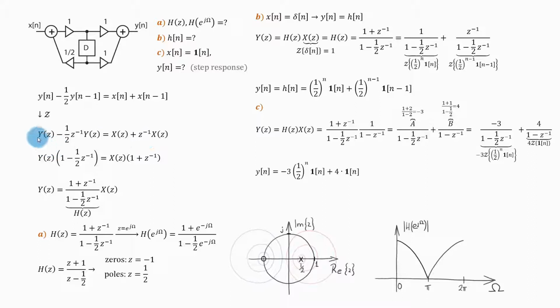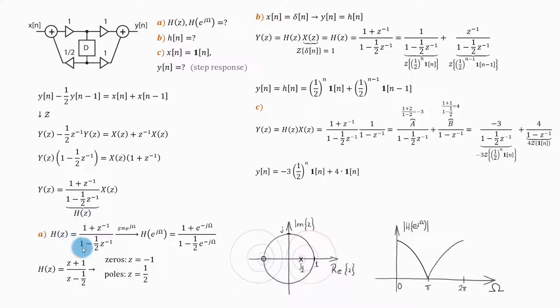Now on the left hand side I will extract Y of z, and on the right hand side I will extract X of z. That will give me this. Here I will divide by this polynomial, which will give me this. And here I have that the Z image of the output signal is the Z image of the input signal multiplied by this function of z, which we call the transfer function.